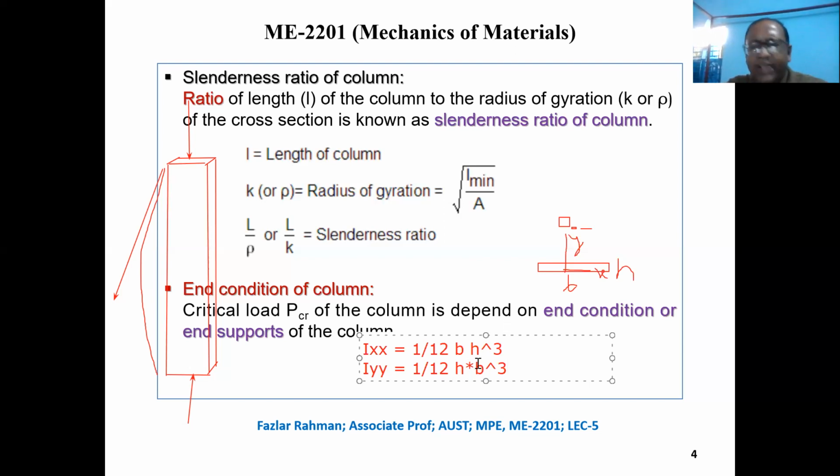You see, Iyy is higher because H into B cube, B is higher. And Ixx is 1 by 12 BH cube, so this value is lower than Iyy. That's why, with the comb, you just apply load, it bends along this direction, but it is not bending along the other direction, because in the X direction it has less moment of inertia. So for the radius of gyration, you have to use I minimum: square root of I minimum by A.